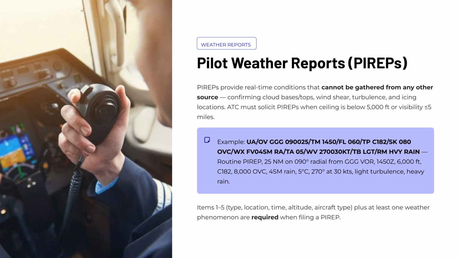When you file your own PIREP, the first 5 elements, type, location, time, altitude, and aircraft type, are mandatory, along with at least one observed weather phenomenon. Getting comfortable with this format means you contribute to a system that benefits every pilot flying behind you.